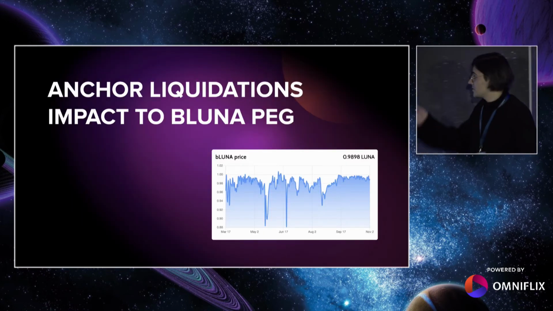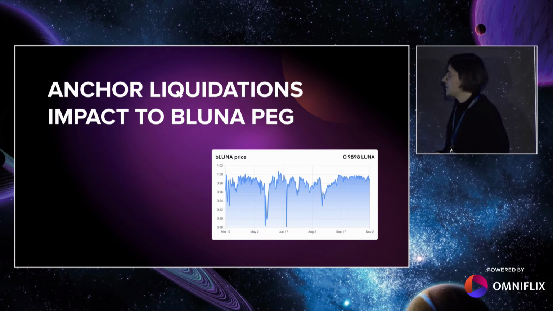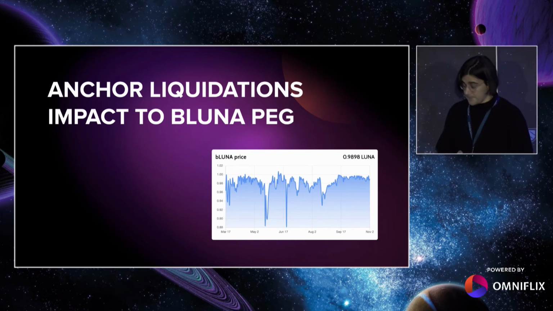This picture illustrates what happened to the BLUNA exchange rate during massive Anchor liquidations of collaterals. The TerraSwap pools are kind of thin, so the exchange rate drops dramatically. It bounced back then, but it drops.